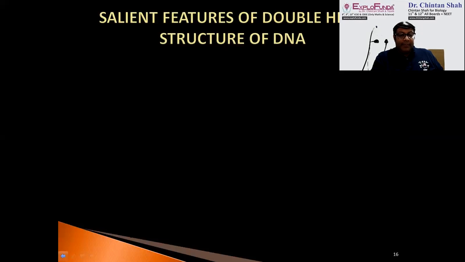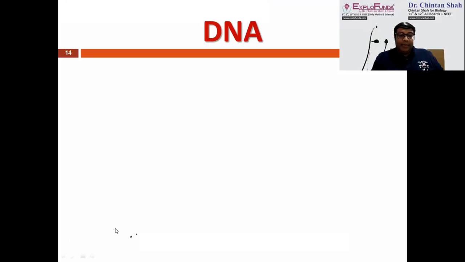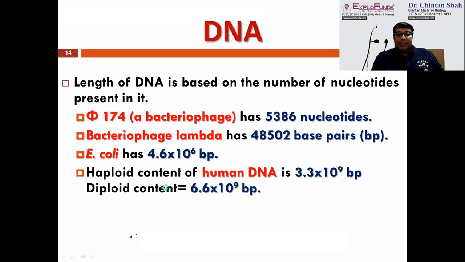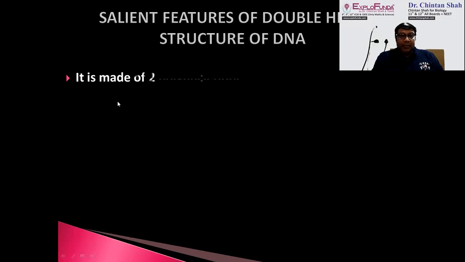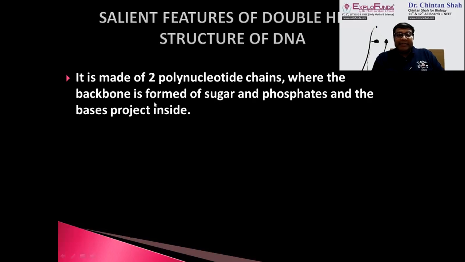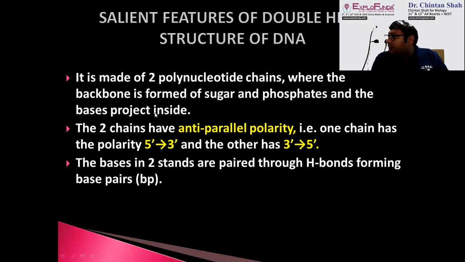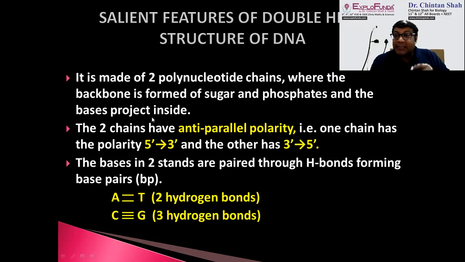Okay, so let me read again and tell you what the theory is telling. So we have completed up to where? Yes, up to here, the Chargaff rules and the different dimensions. Now we are going over here, and it is made up of two polynucleotide chains where the backbone is formed of sugar and phosphate and the bases are projected inside. They are making the steps of the ladder. Then the two chains have an anti-parallel polarity.